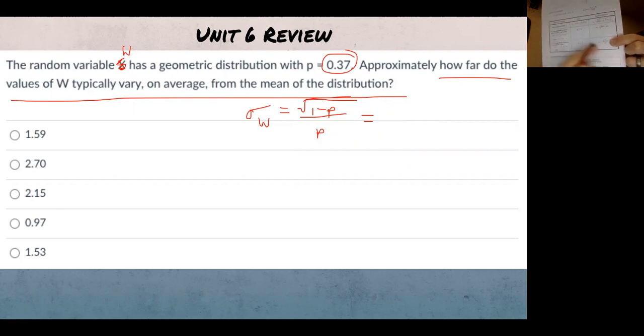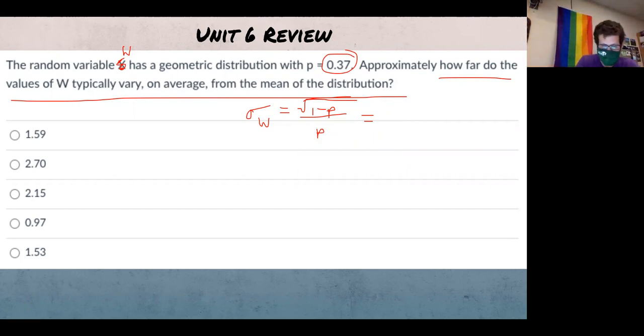I'll look at the standard deviation. And now it's pretty straightforward. It's just going to be the square root of 0.63 over 0.37. And when I do that, I think it's 2.15, but we'll double check. Yeah, 2.15 is the answer.